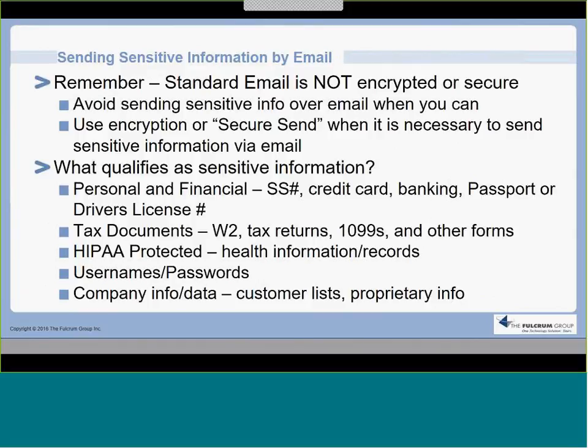Sending information by email: standard email is not encrypted or secure. You want to avoid sending sensitive information over email when you can, and if you send sensitive information, you can use encryption or secure send when it is necessary to send sensitive information via email. And here are examples of what is sensitive information. Any kind of personal or financial information, social security numbers, credit card numbers, bank account information, your passport or driver's license number, tax documents. If communicating with your CPA, don't send them your W-2 via email. They should issue your completed tax returns via secure email and forms.